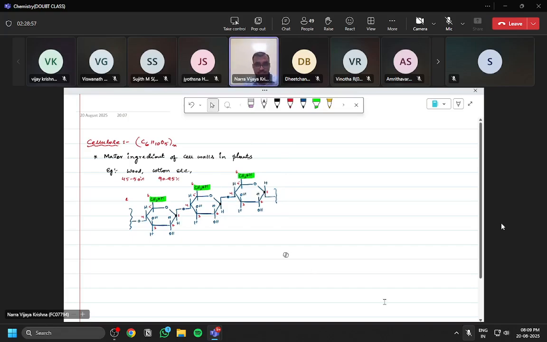And it goes on. Any questions in this? No, sir. So it has all beta-D-glucopyranose units. The linkage is between C1 and C4, so we write it as C1-C4 beta glycosidic linkages.